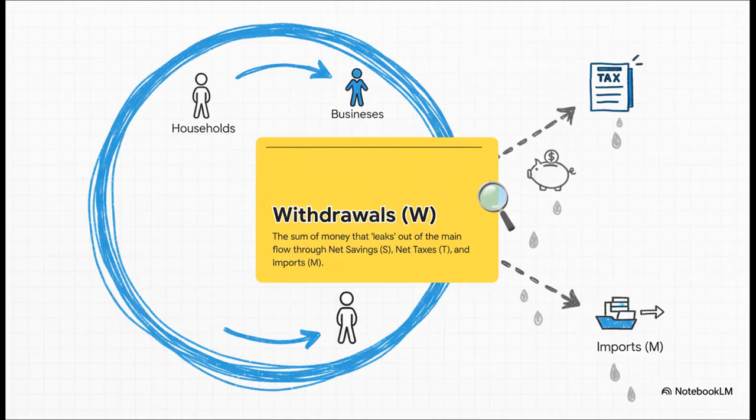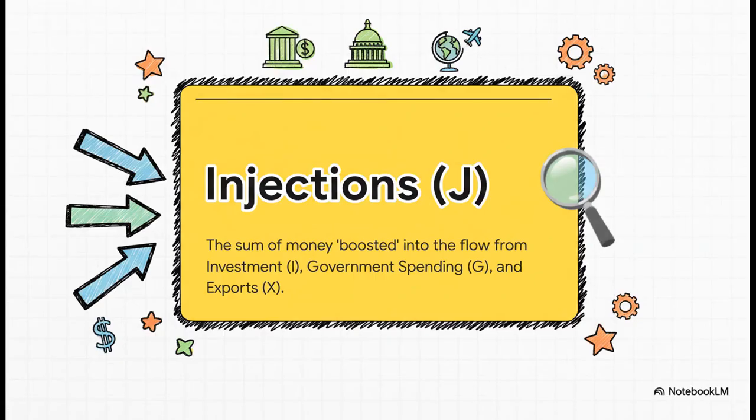So where are these leaks coming from? Well, there are three big ones. First, savings. Any money you earn but don't spend, you just stick it in the bank? That's a leak. Second, taxes. When the government takes its share, that money is pulled out of the immediate spending loop. Another leak. And third, imports. You buy a phone made in another country, your money just left the national plumbing system. That's a big leak.